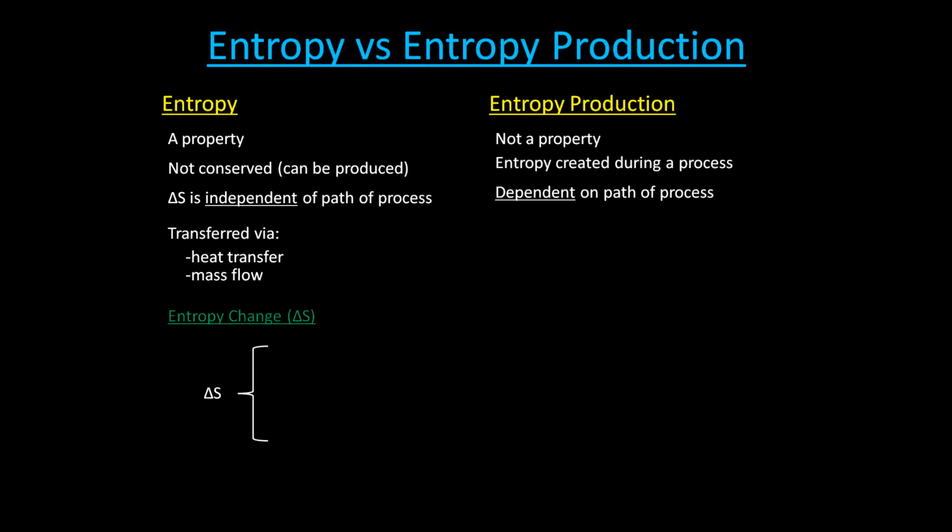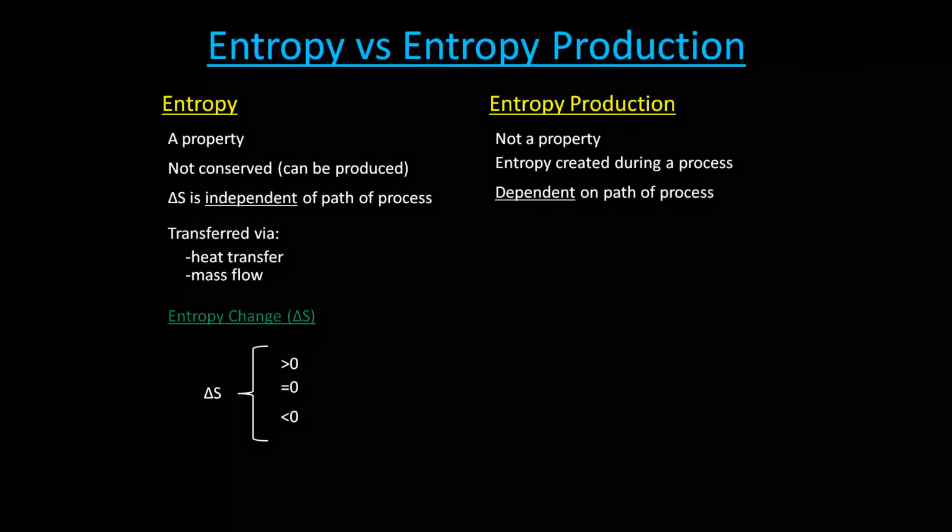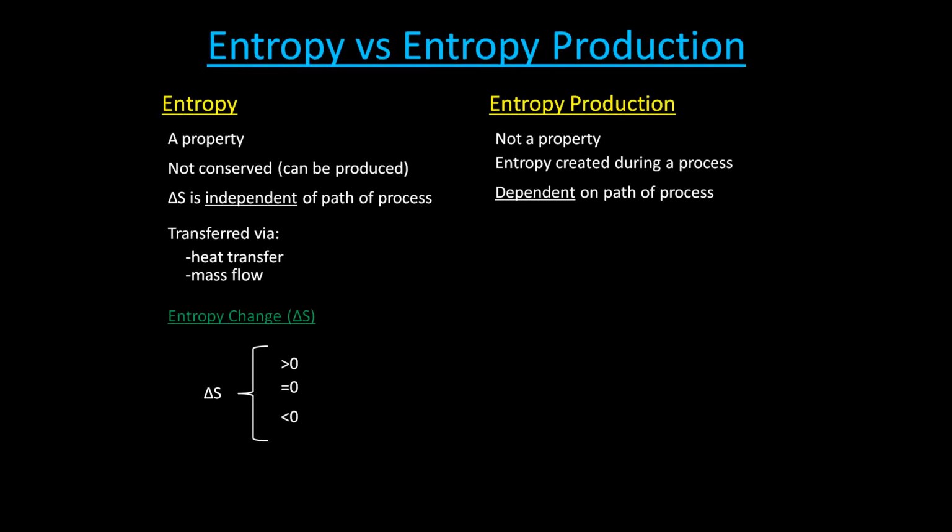Now our entropy change can either be positive, equal to 0, or less than 0. All those are possible in a real state for entropy change. But there are certain limitations for entropy production. We can use these entropy production rules to classify processes.